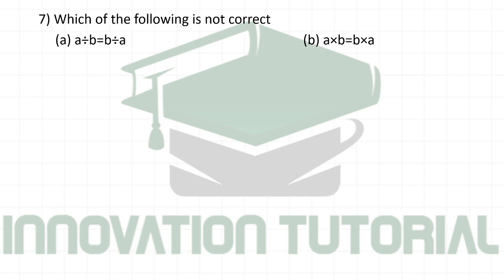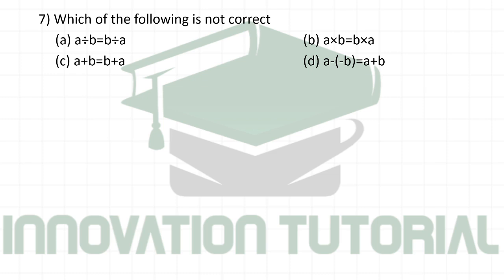Our next question is, which of the following is not correct? According to you, from these four properties, which property is incorrect? That means which property does not hold for every number. A: A divided by B is equal to B divided by A. B: A multiplied by B is equal to B multiplied by A. C: A plus B is equal to B plus A. D: A minus B is equal to A plus B.